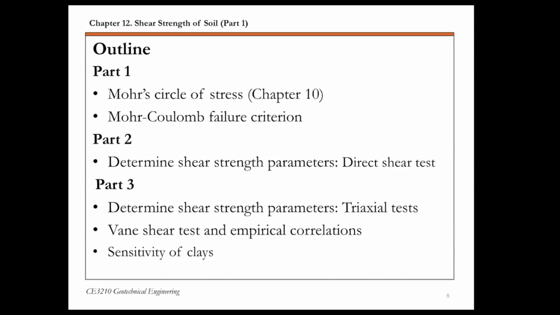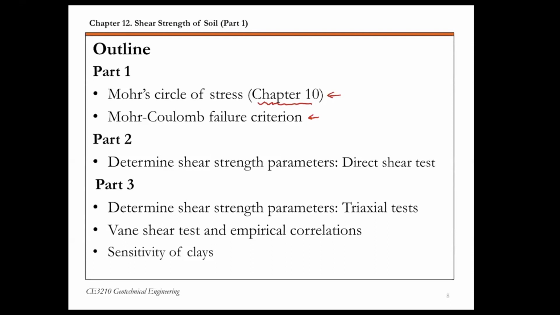First, Mohr's circle of stress. This is a method we're going to use to determine the stress in the soil mass at any point in the soil mass along any direction. And this is actually chapter 10 in your textbook. I bring this concept here because it's more relevant to what we're going to talk about. And the second one is the failure I mentioned. The most commonly used failure criterion is the Mohr-Coulomb failure criterion. We're going to discuss that next after Mohr's circle of stress.